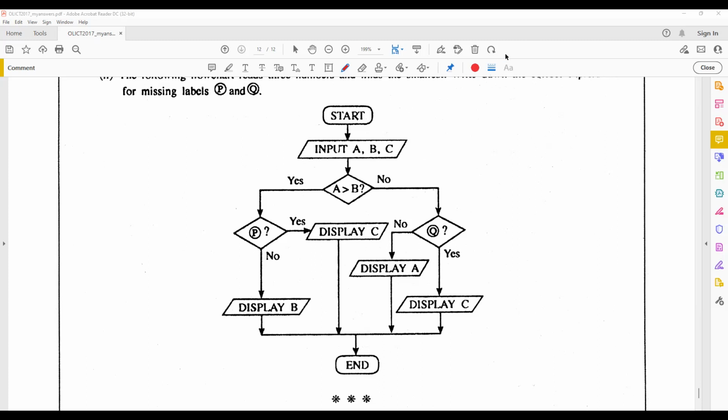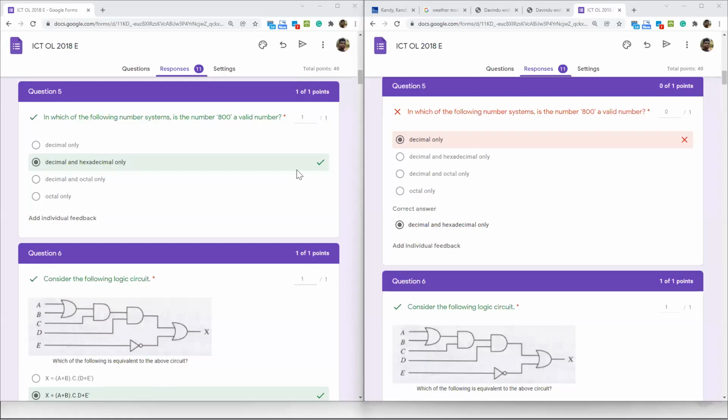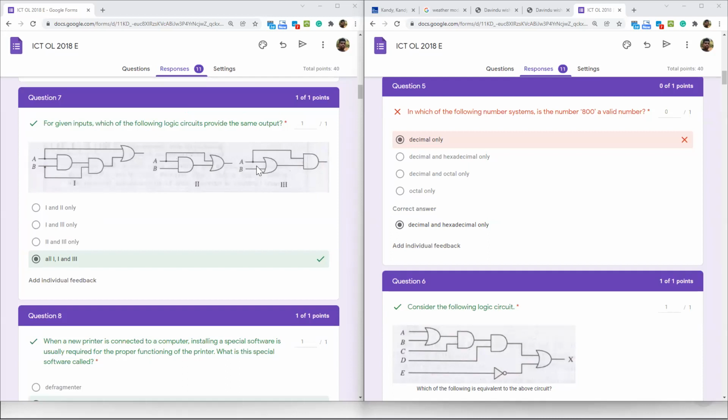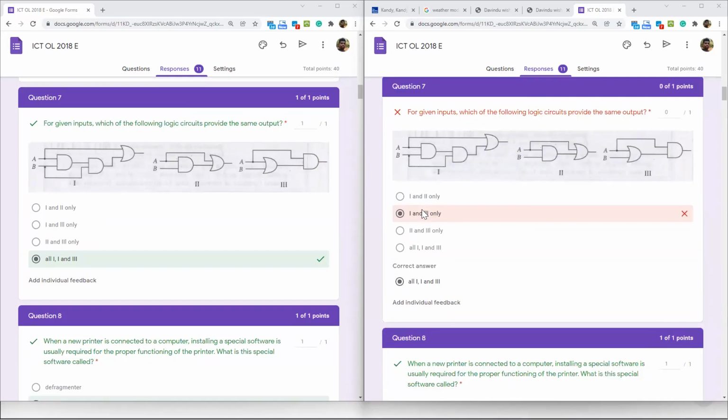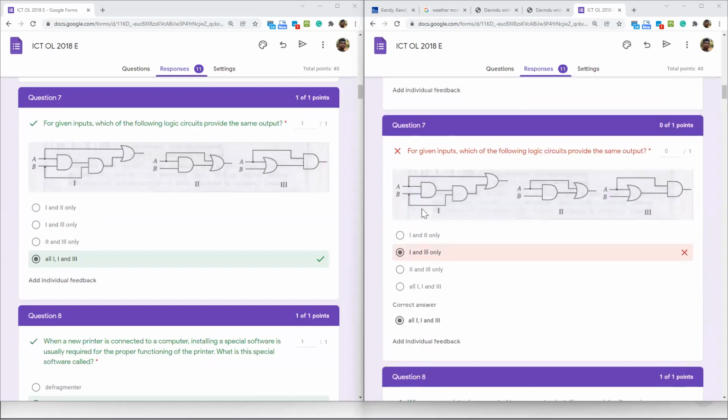Question number 6. Okay, question number 7. There are some issues, so let me look at this. We have been given some inputs. Which ones give us the same output? That's the question. So you have 3 circuits. We need to identify what will give you the same answer.